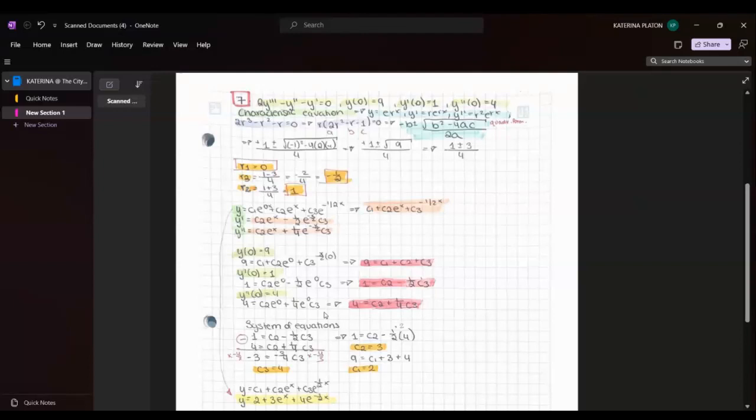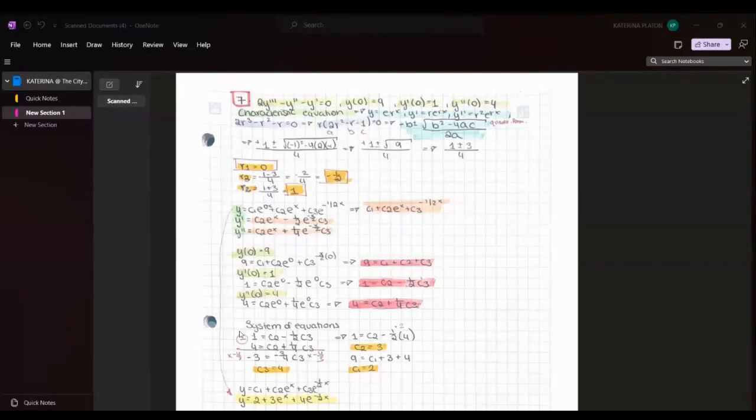From here on, I use the system of equations to find our constants. I used this equation and this equation because there are 2 unknowns in each. I subtracted them, and I get -3 equals -3 over 4 c3. Then to get the value of c3, you just multiply both sides by -4 over 3, and we find that c3 is 4.